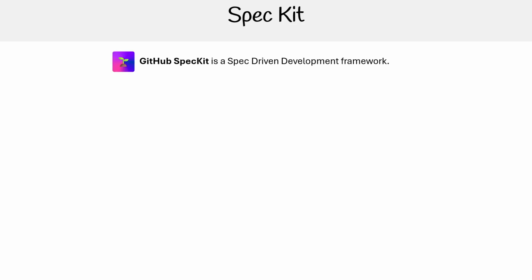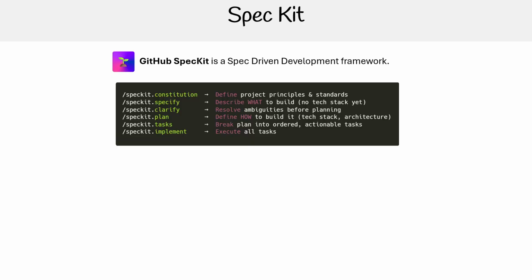All right, let's take a look here at Spec Kit, GitHub Spec Kit, a spec-driven development framework. And you would have just seen a moment ago that it has different kinds of commands. So we have one for defining the project principles and standards, describing what to build, resolving things that are not clear before planning, defining how to build it, breaking it up into tasks, and executing a plan.